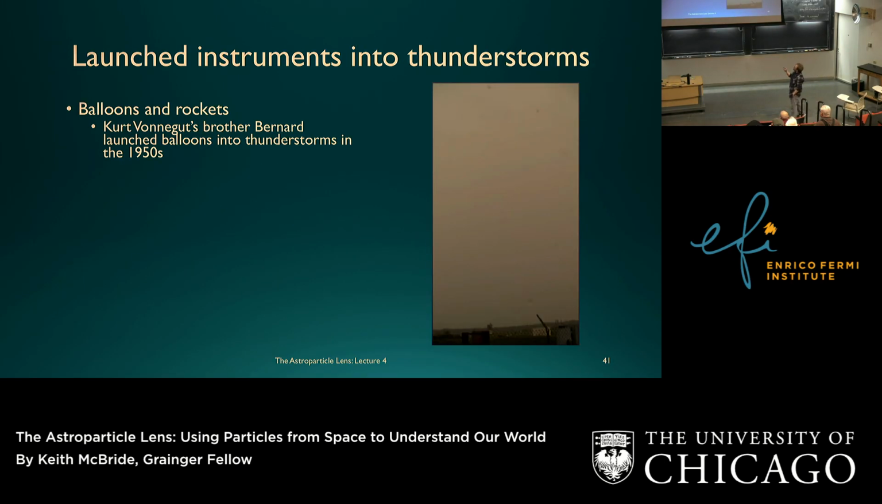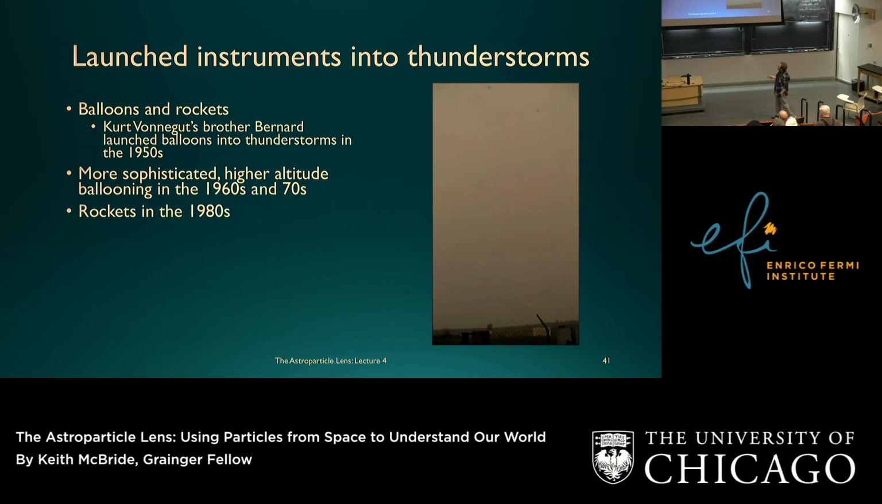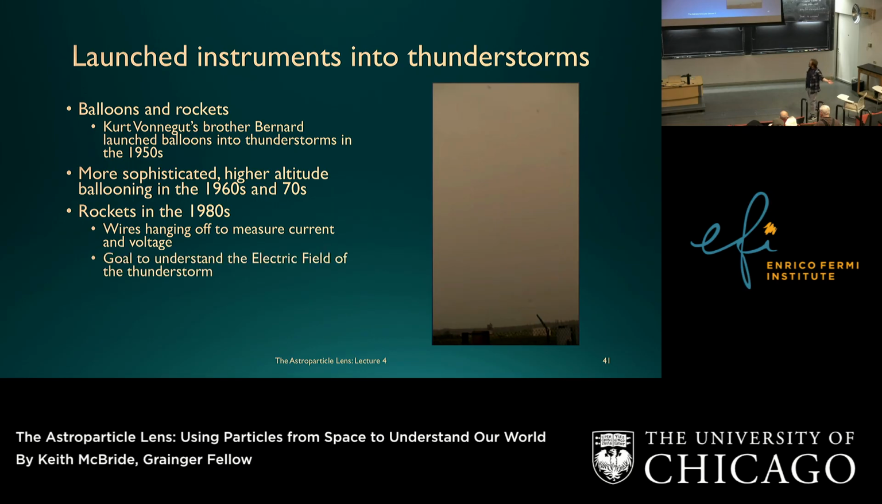Nowadays, the transition was that we have balloons and rockets that actually fly into the thunderstorms to try to measure these different fields. And I found it really interesting that Kurt Vonnegut's brother, Bernard, was one of these people that launches balloons into thunderstorms. Kurt is a famous author, obviously, for Slaughterhouse-Five. In the 1950s, Bernard did this a lot. Nowadays, we actually launch rockets into thunderstorms, and we leave wires hanging off of those rockets attached to the ground to create our own lightning, right? With the goal to understand the electric field of the thunderstorm.